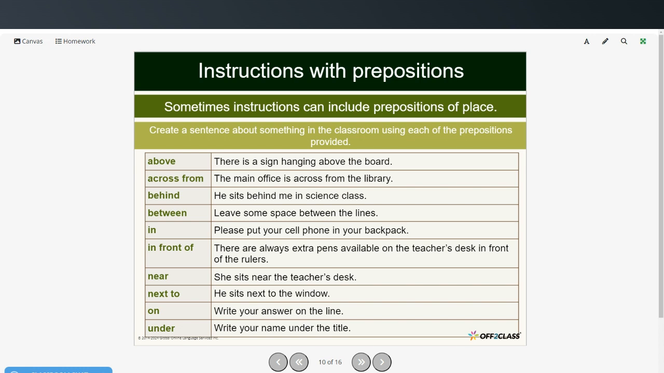There is a sign hanging above the board. The main office is across from the library. He sits behind me in science class. Leave some space between the lines. Please put your cell phone in your backpack. There are always extra pens available on the teacher's desk in front of the rulers. She sits near the teacher's desk. He sits next to the window. Write your answer on the line and write your name under the title.